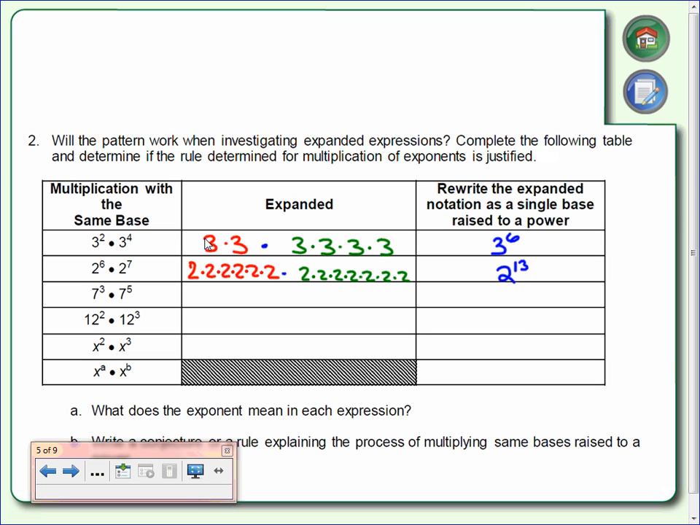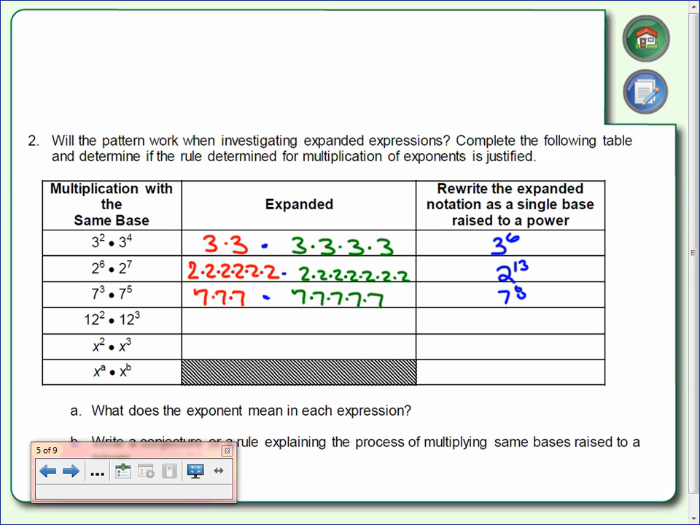Next one, 7 to the 3rd power, which simply means 7 times 7 times 7. That's what 7 to the 3rd power is. 7 to the 5th power means 7 times 7 times 7 times 7 times 7. There's 5 of them. If I were to multiply these two together, notice how all the bases are a 7. And notice if I add up all the 7s, I got 1, 2, 3, 4, 5, 6, 7, 8. 8 of them.